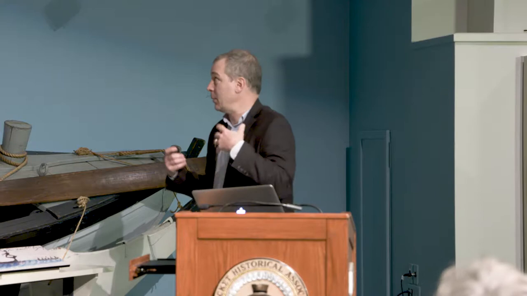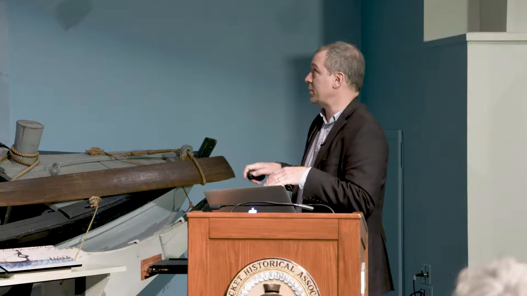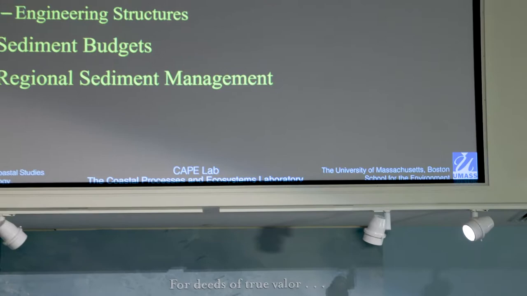We'll spend about 5 or 10 minutes talking about basic coastal processes, right? So we're all on the same page about how sand moves along the beach. We'll talk about engineering structures because it's hard to talk about coastal processes without talking about engineering structures. They are very prevalent. Then we'll get into the meat of it, talk about sediment budgets, what they are, how they work, and what you do with them, which is you create a regional sediment management plan, right?